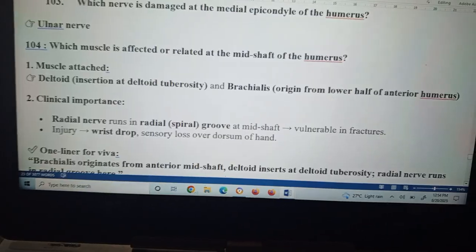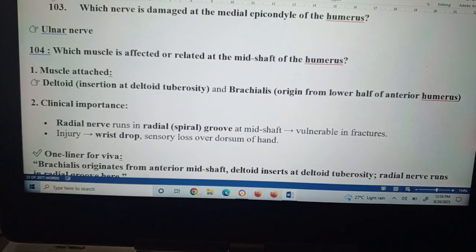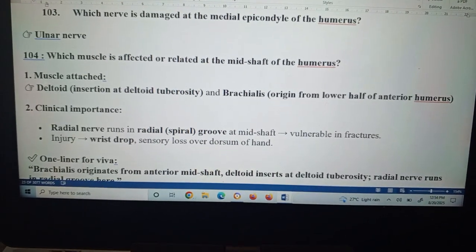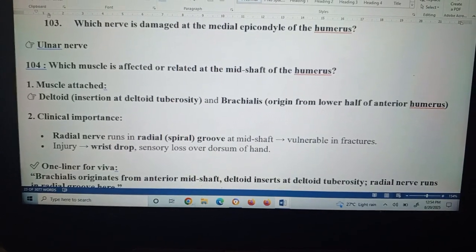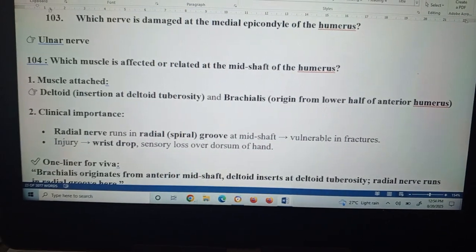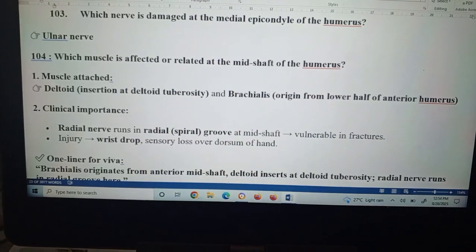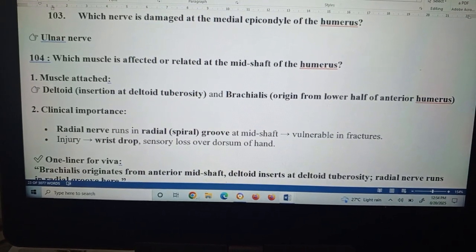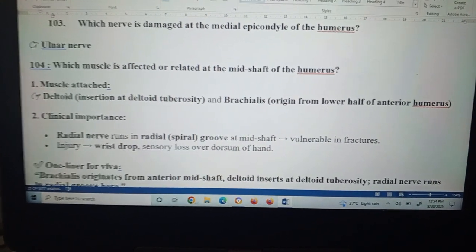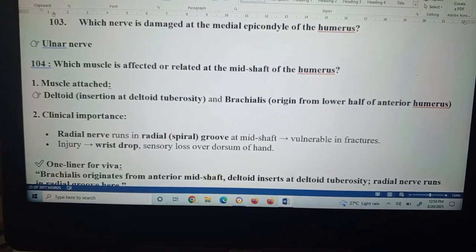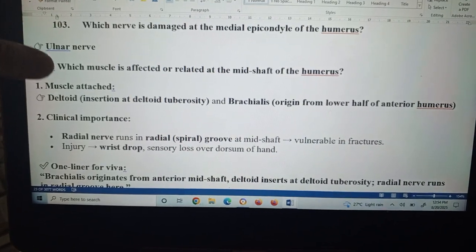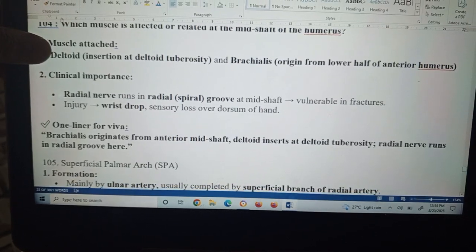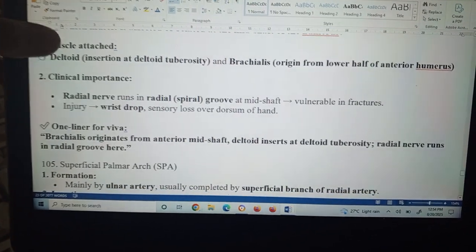Ulnar nerve. Which muscle is related at the mid shaft of the humerus? The deltoid muscle is attached, with insertion at the deltoid tuberosity, and brachialis originates from the lower half of the anterior humerus. The radial nerve runs in the spiral groove of the humerus at the deltoid.